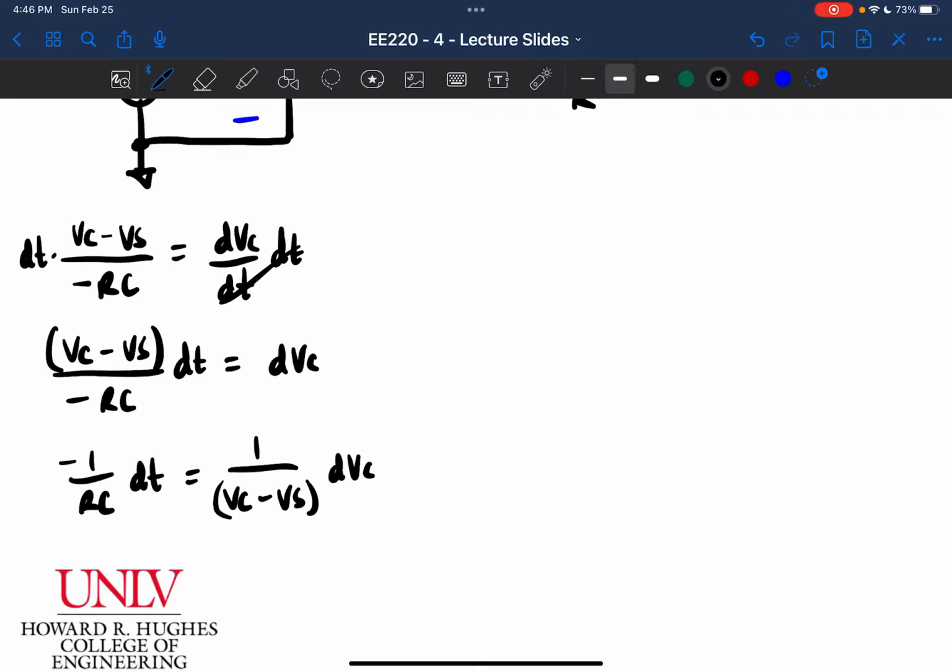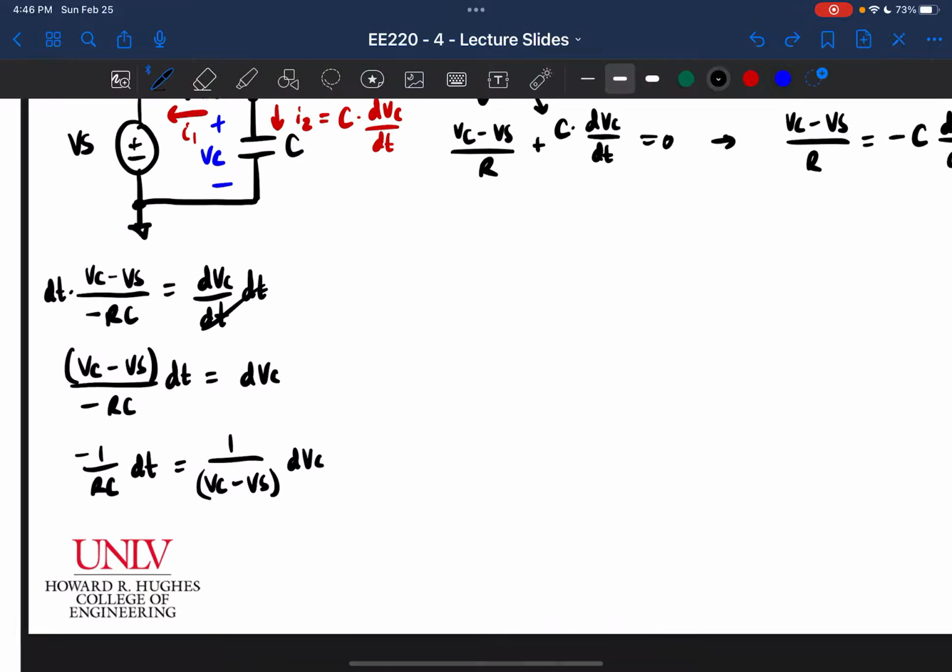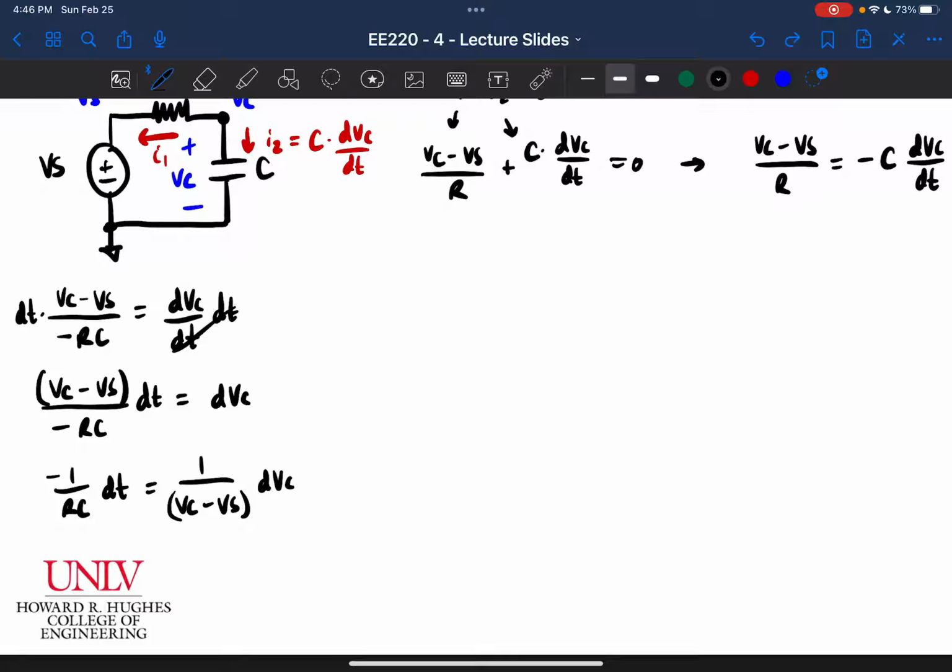Up above, but now it's ready to be solved. And so what you can do now that the variables are separated, right? I have all the VCs over on this side and I have all the T's on the other side. I can integrate both sides and I can solve for VC. Okay, that's the goal here. And so let me go ahead and do that.